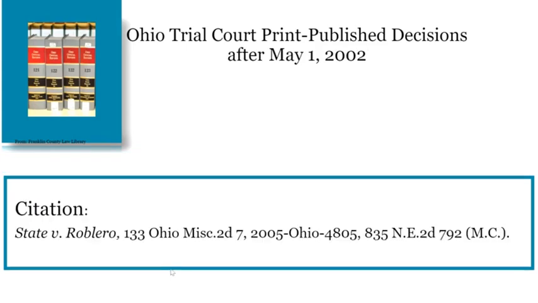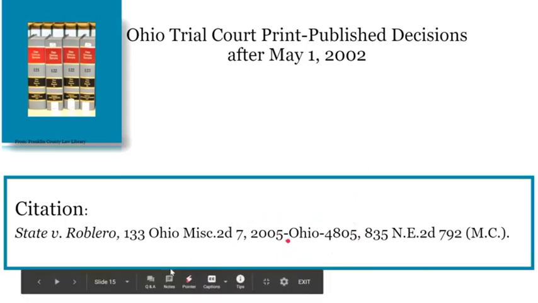And then if we look at one print published after May 1st, 2002, this citation is saying, locate this 2005 municipal court case on page 7 of volume 133 of Ohio Miscellaneous 2nd, or page 792 of volume 835 of Northeastern 2nd. The website is also included. You'll see that, 2005-Ohio-48005.